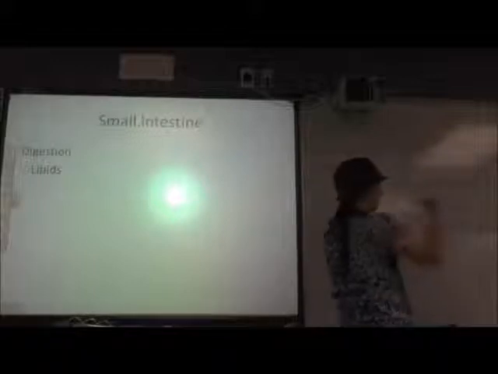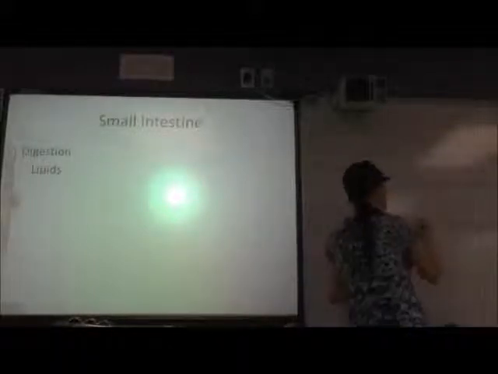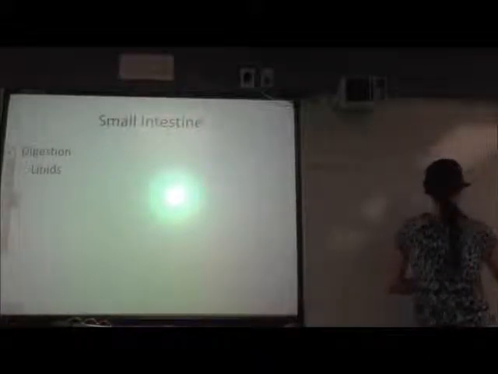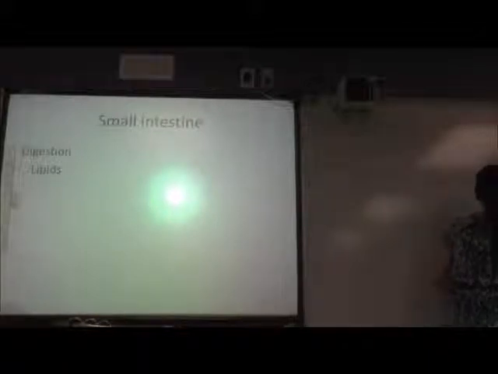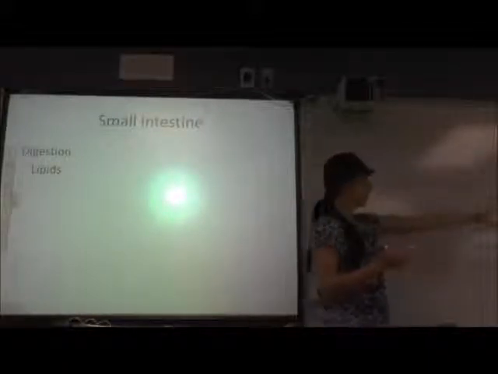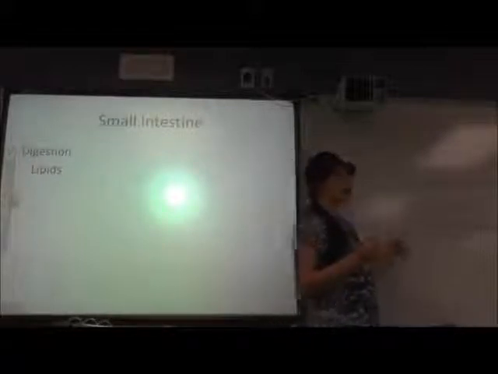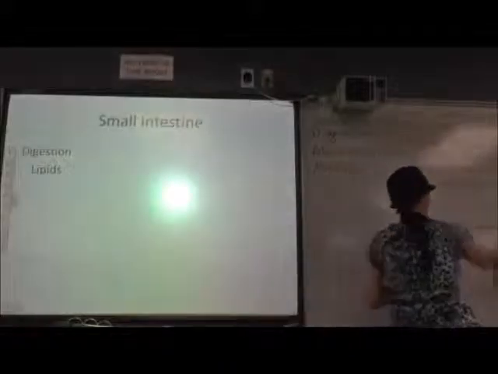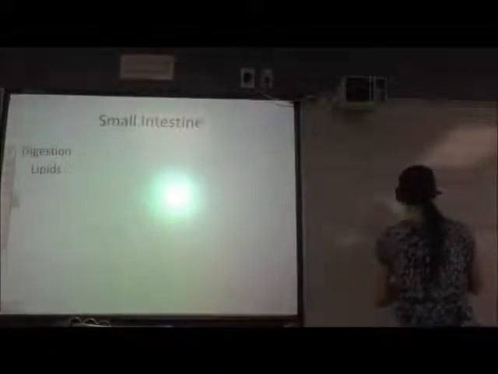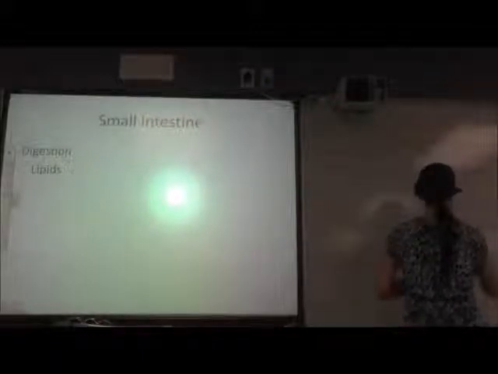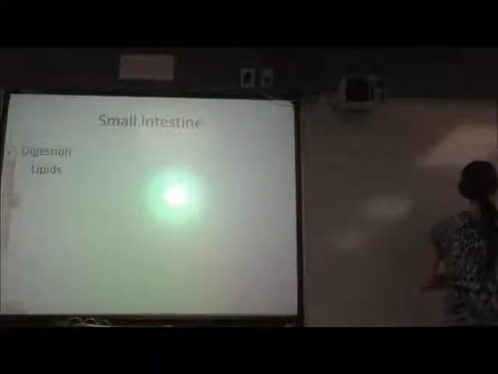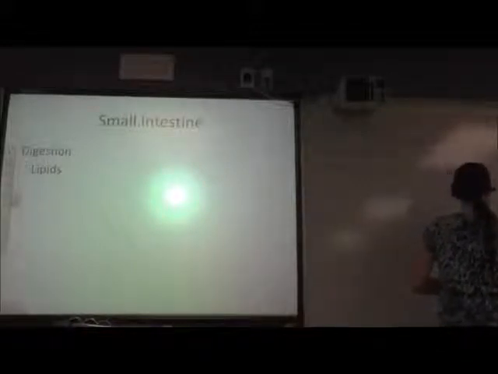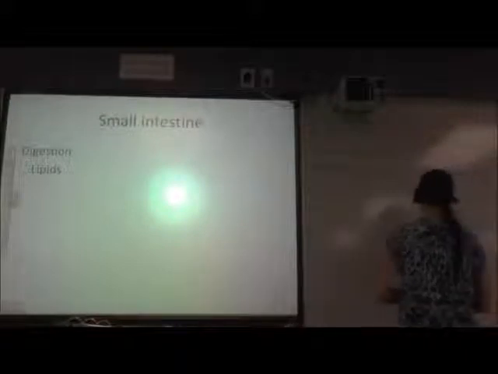And the bile salts are going to surround these fat droplets and create a micelle. And now our pancreatic lipase can get in there and start breaking these fat droplets down to free fatty acids and glycerol. So our bile salts create a micelle, and then we've got pancreatic lipase that can break the droplet into free fatty acids and glycerol.